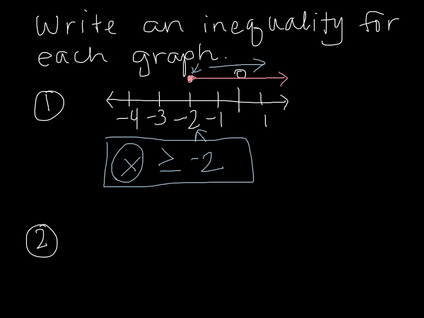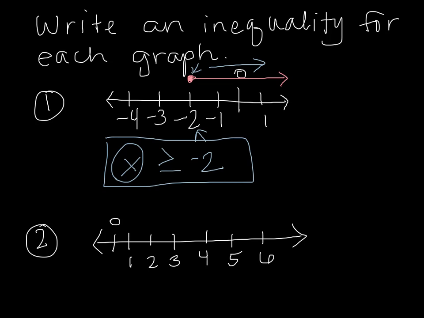Let's try another one. If I have a number line, we're going to start this one 1, 2, 3, 4, 5, 6. And this one has an open circle at 6, and the arrow points this way. So I'm going to write X is less than 6. If the arrow is pointing to the left, it is less than. They both start with L's. If the arrow is pointing to the right, it is greater than, or GR like grr.